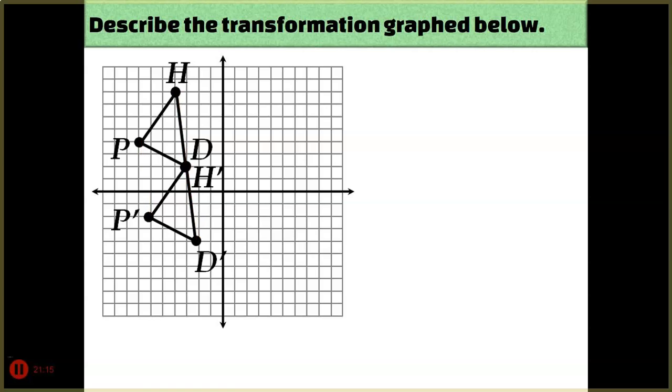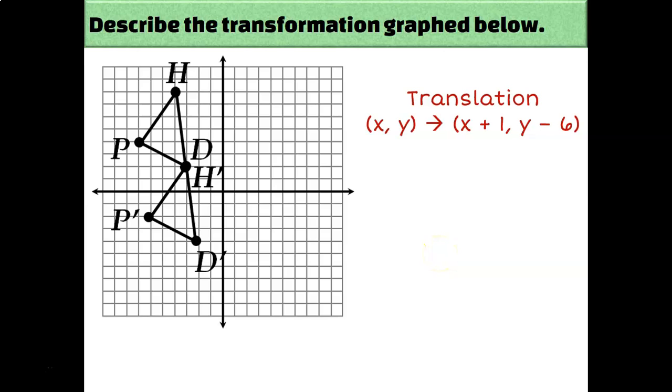To figure out how far it translated, we can count from a pre-image vertex to its corresponding vertex on the image. For example, from P to P prime, I go to the right 1. Going to the right is positive, so I went +1. And then I'll go down 1, 2, 3, 4, 5, 6. Going down is a negative motion, so that would be minus 6. So my rule would be x plus 1, y minus 6.